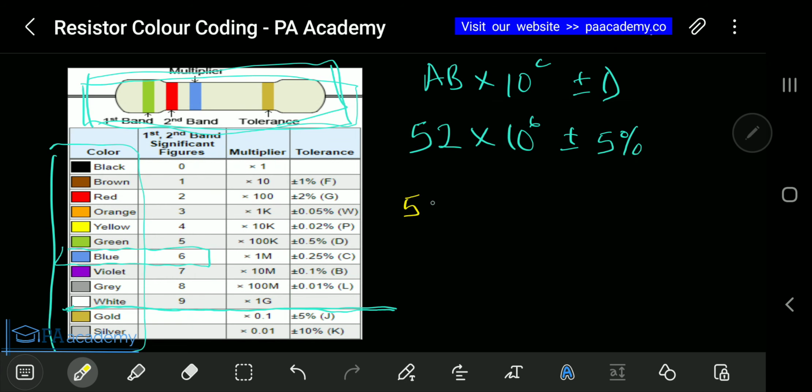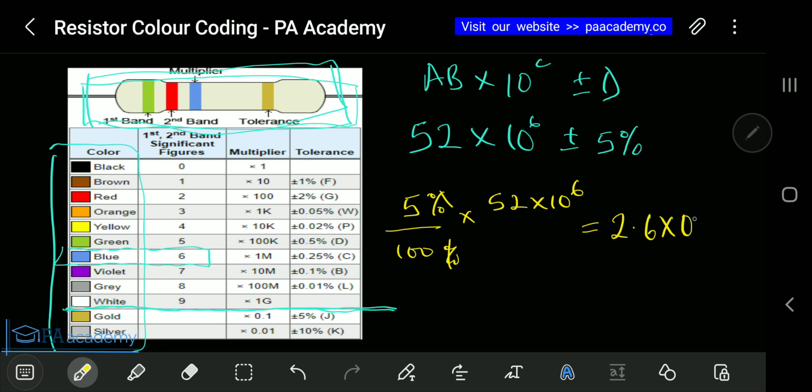So that will be 5 over 100. So that's 5% over 100% times 52 times 10 raised to the power 6. Are we good? So this can cancel this. So if you type all these things in your calculator, you're going to get your answer to be 2.6 times 10 raised to the power 6. Okay. So don't forget the unit. The unit is in ohms.